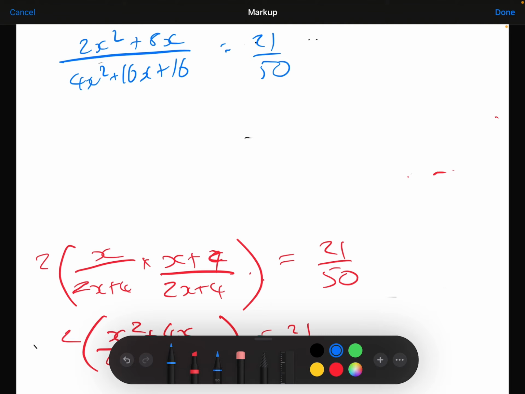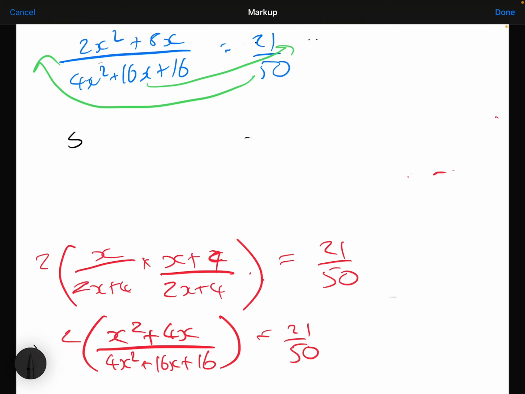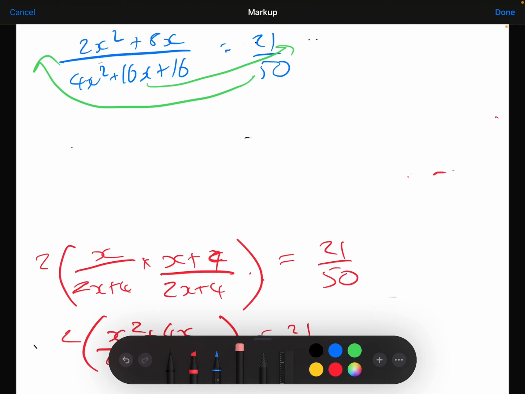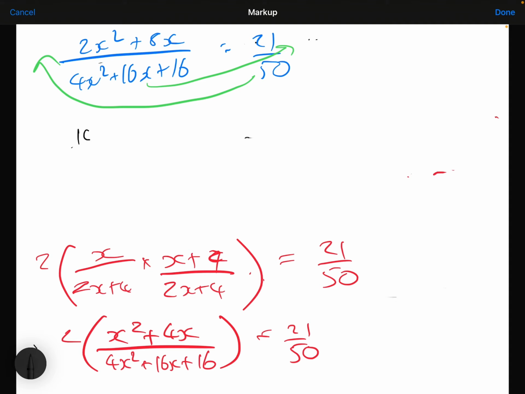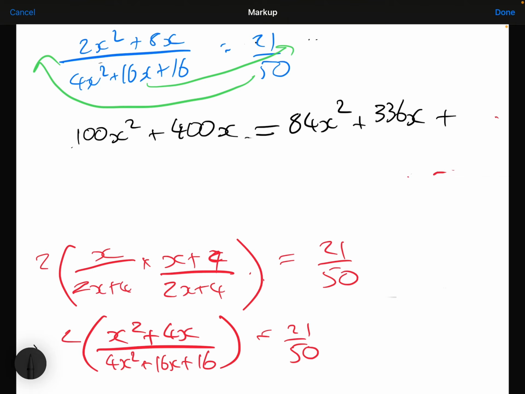I am then going to times by the 50 over here, and I'm going to times by the 4x squared plus 16x plus 16 there, which will give me 100x squared, because the 2x squared times 50, plus 400x, and over on the right hand side I've got 84x squared plus 21 times 16 is 336, like that. Make it equal to 0.